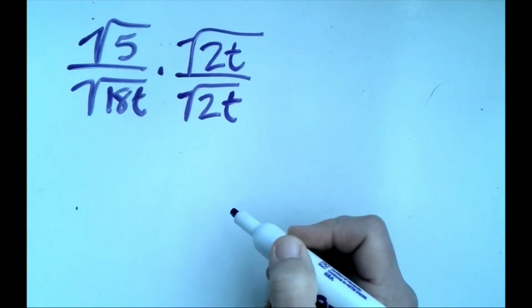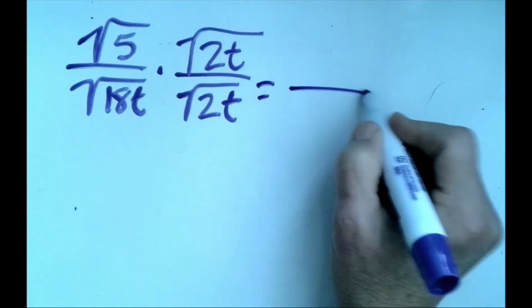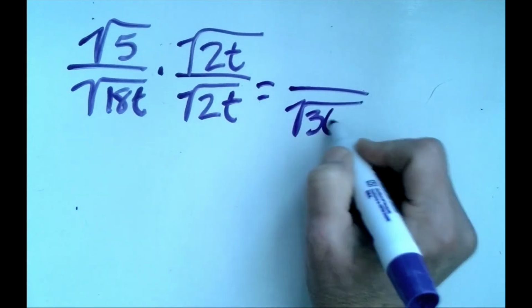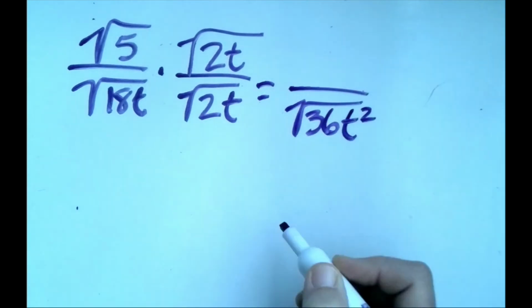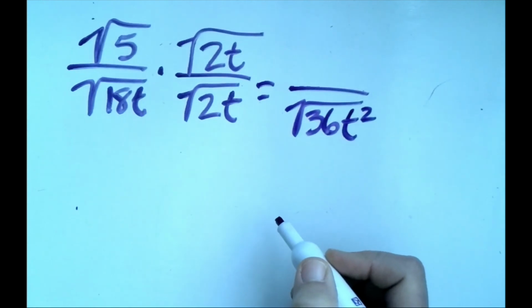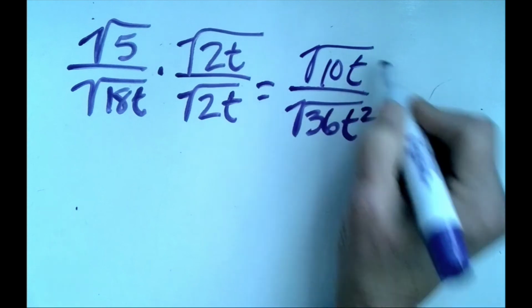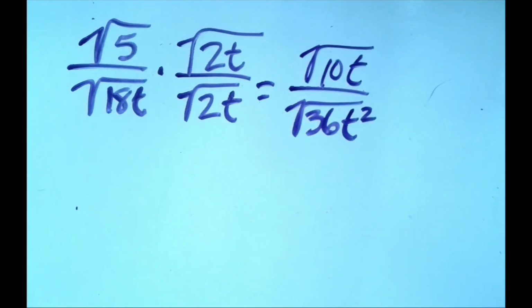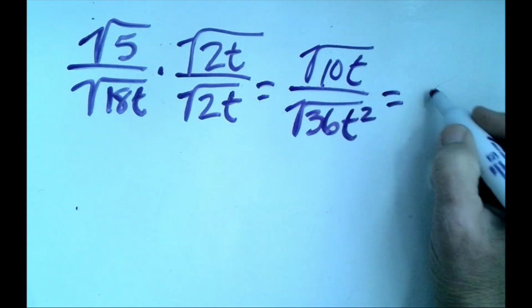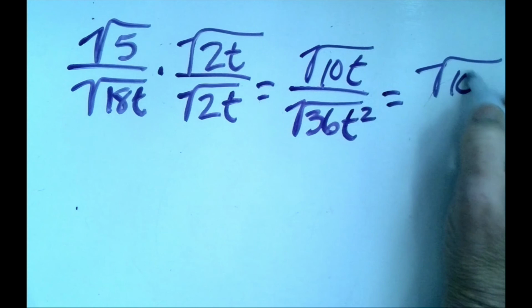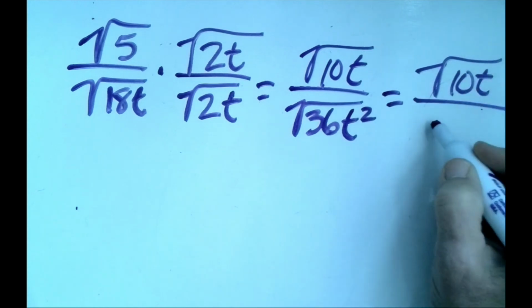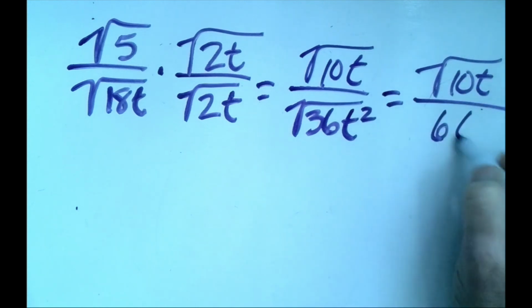So now we have the square root of 36t squared in the denominator. And in the numerator, we have the square root of 10t. So now we can simplify. I think the numerator is in its simplest form, but now we can take the square root of 36, which is 6, and the square root of t squared, which is t.